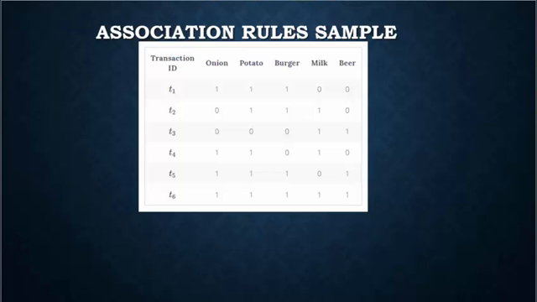An example of a rule in this scenario would be onion, potato implies burger, which means that if onion and potato are bought, customers also buy burger. There are multiple rules possible even from a very small database, so in order to select the interesting ones, we use constraints on various measures of interest and significance. We will look at some of these useful measures: support, confidence, lift, and conviction.